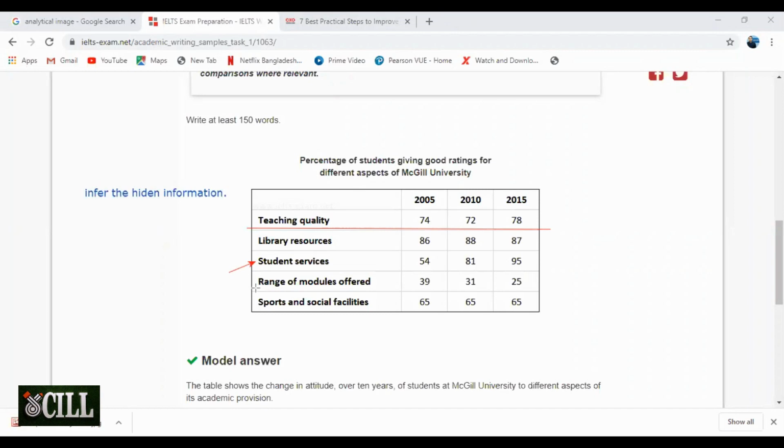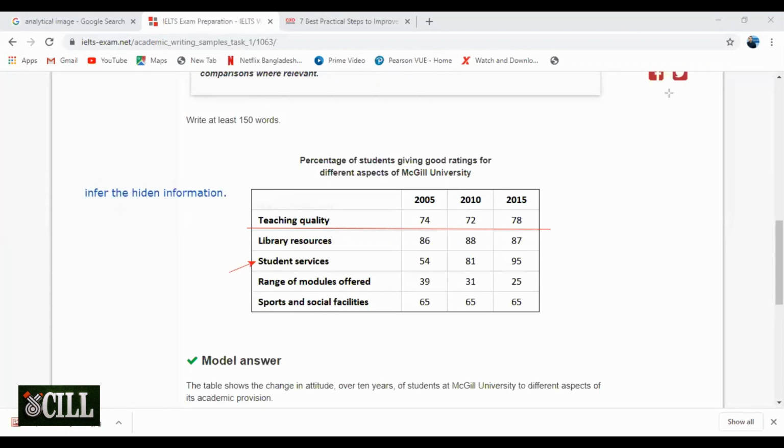Another important thing I'm going to tell you is that do not include every single piece of data from here. It's not possible, because you are going to write about 150 to 200 words, and the purpose is not to include everything you see. If you do, you're not a good writer. You include things that give the inferred meanings, inferred information, or indirect message. As you found out, Marjan, the student services sector showed remarkable improvement.